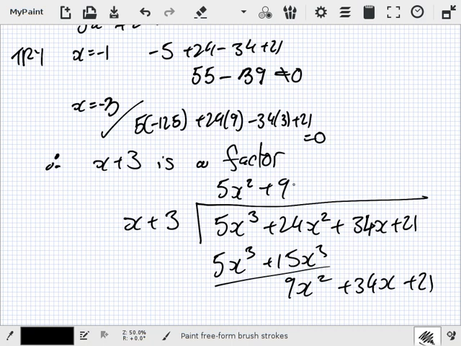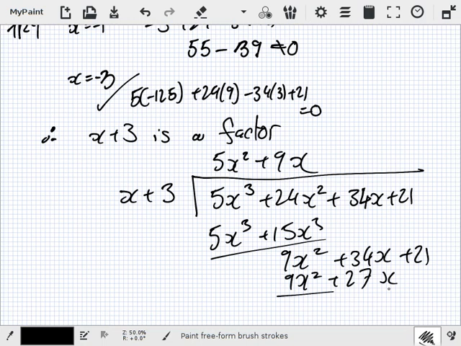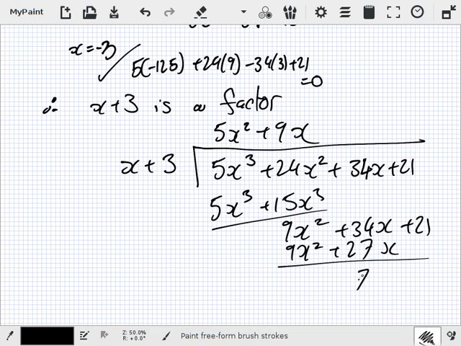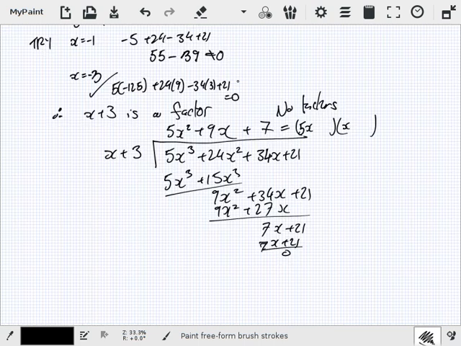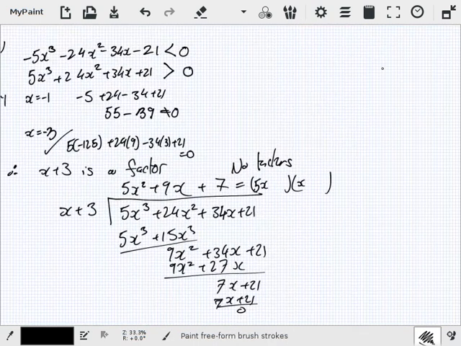So that's plus 9x. 9x squared plus 27x. 7x plus 21. Okay. That is 5x squared plus 9x plus 7. No factors. Okay, so that means we have only one solution, is it? x equals -3. So let's draw what on earth this looks like.